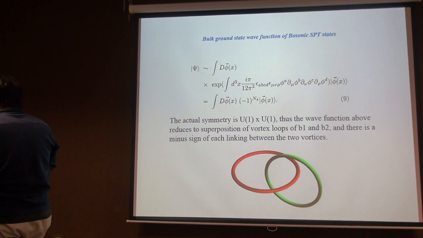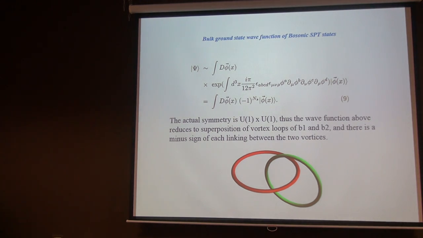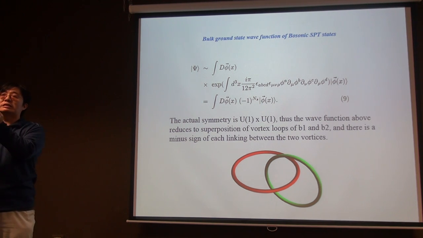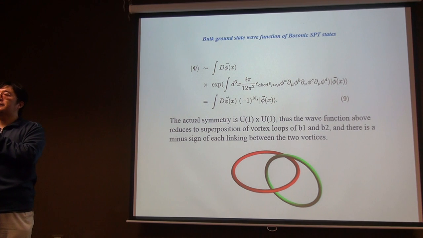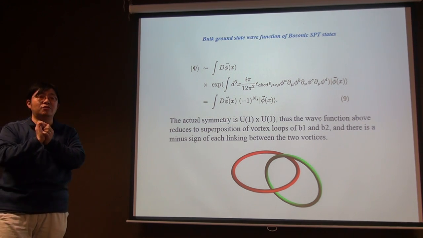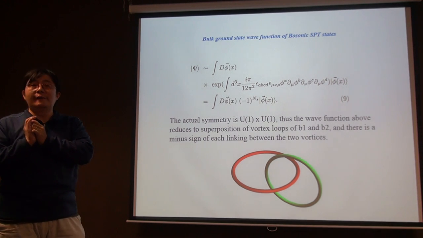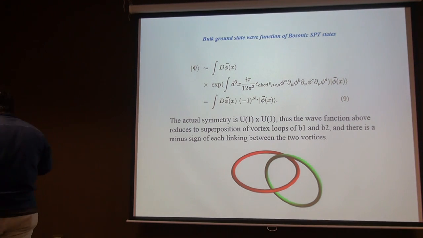So now the wave function under the symmetry breaking to U1 cross U1 becomes a superposition of all the boson configurations, but with a -1 to the total linking number of the vortices. Okay, this is the wave function for this U1 cross U1 time reversal symmetry SPT phase. So what does this wave function mean?